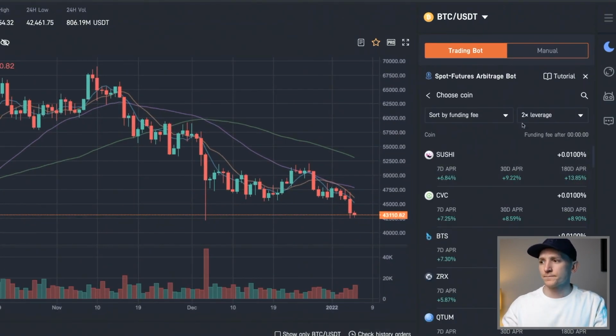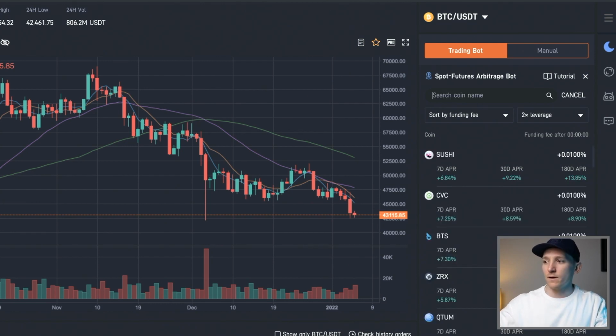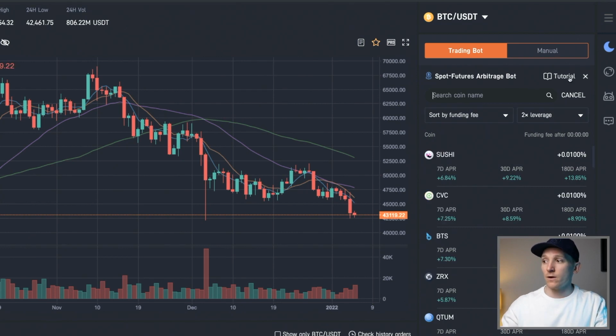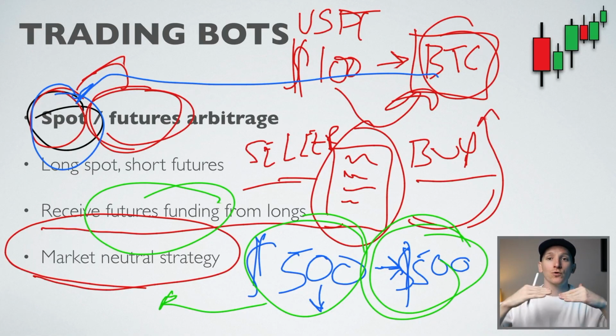You can also choose another coin, like ETH. Let's see what that's doing. The funding 180-day APR is 10% for that. ADA is 13%. So you can trade any of these. DOT is 9%. Essentially what you're doing is trading an arbitrage between spot and futures markets where you are market neutral. You're not taking a position either long or short. The price doesn't affect you. You're just taking an arbitrage out of these. Something to look at for sure.